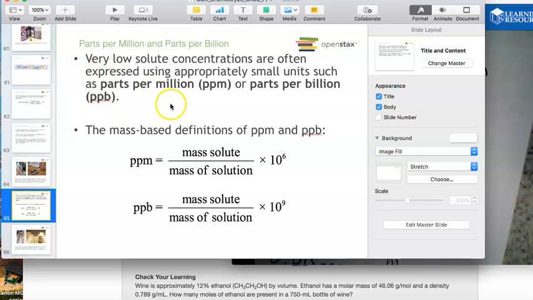Very low solute concentrations are often expressed in parts per million or parts per billion. The formula for parts per million is mass of solute over mass of solution times 10 to the 6th power. And then for parts per billion, same formula except it's times 10 to the 9th instead of times 10 to the 6th.